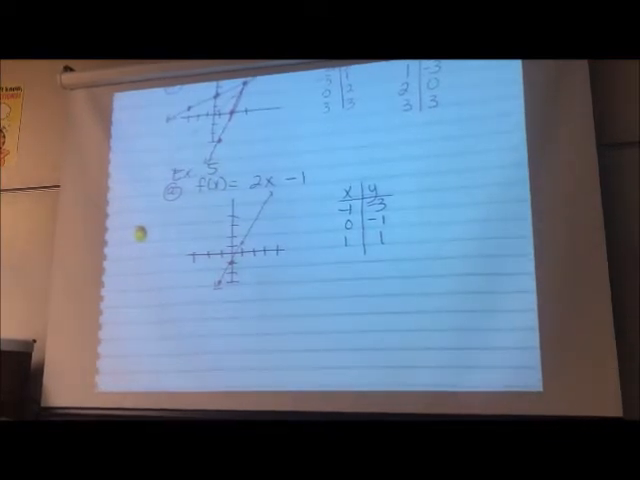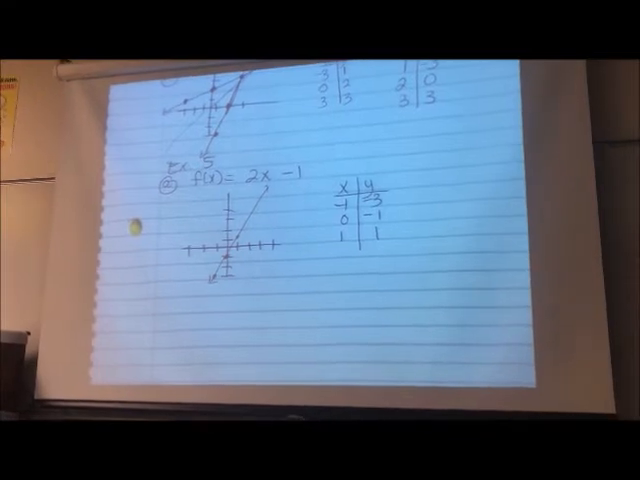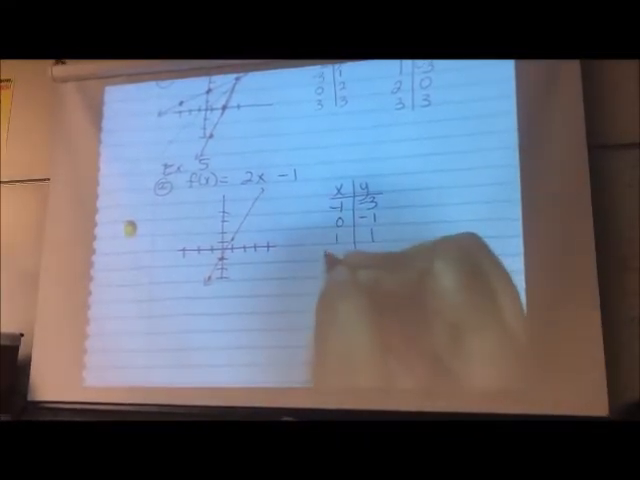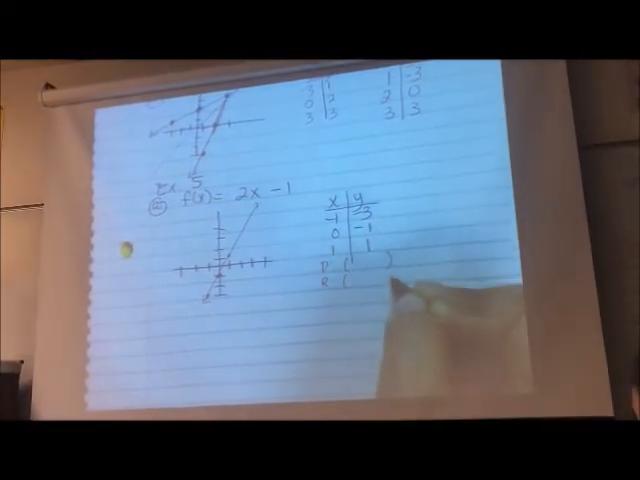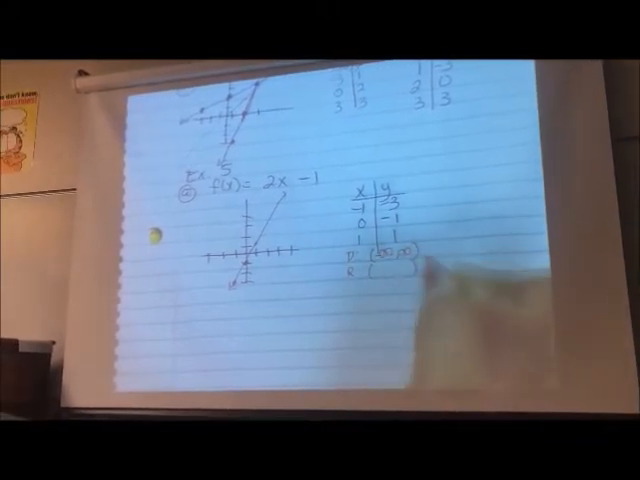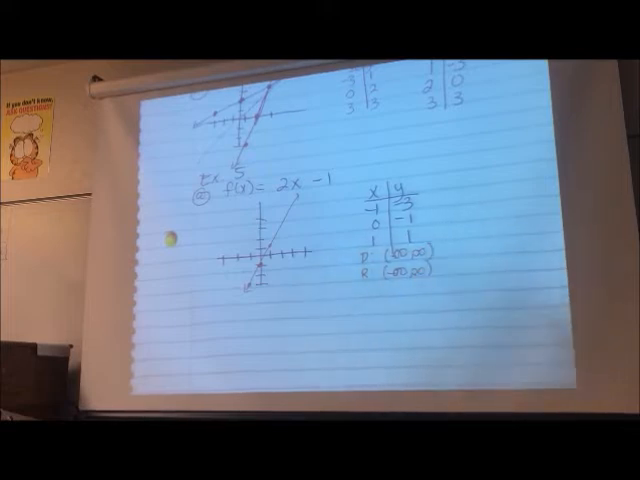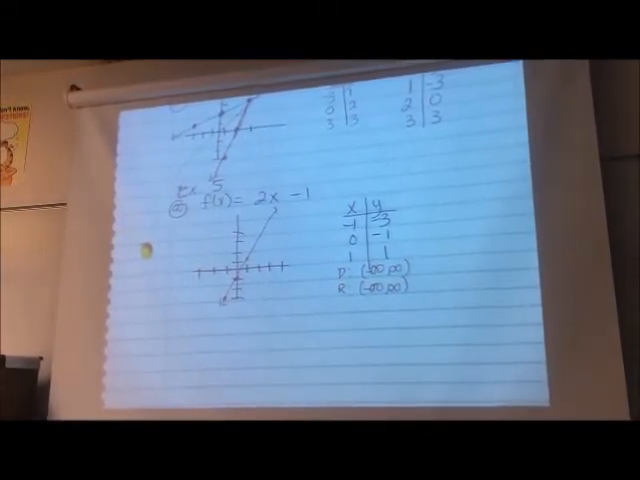What is the domain and range of any line? Domain and range of any line is going to be what? Does it ever stop? Negative infinity to infinity. That's your domain. And the reason I'm throwing that in there is because it's going to be part of your answer.